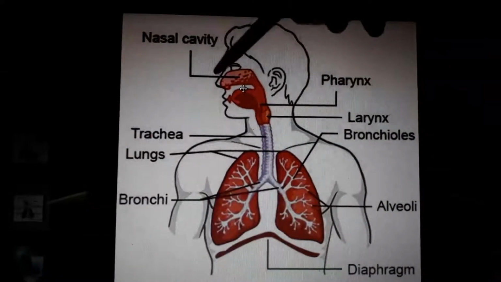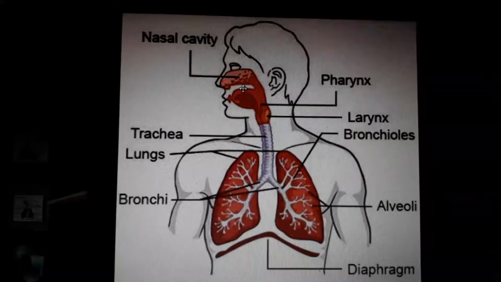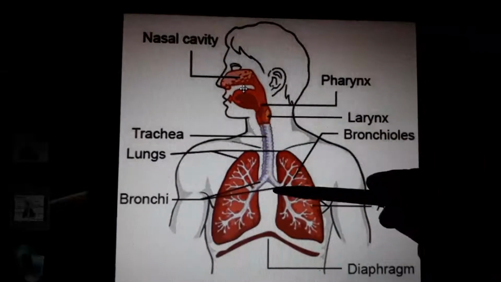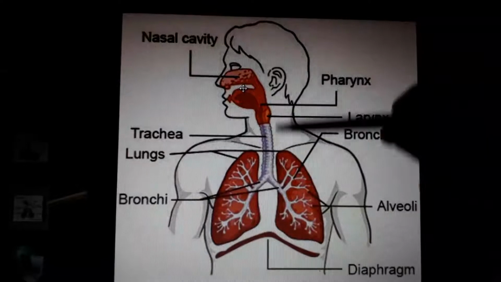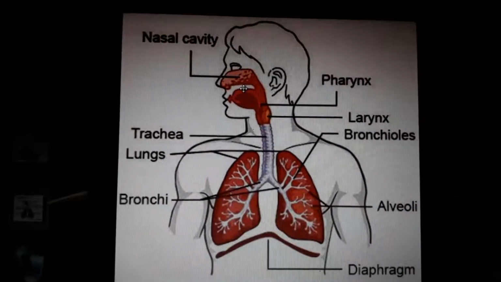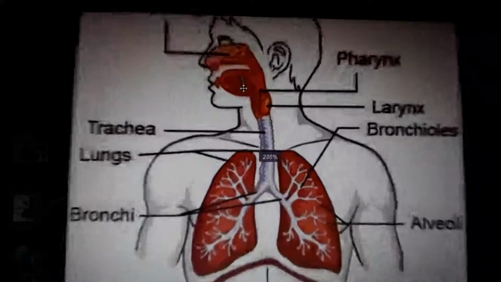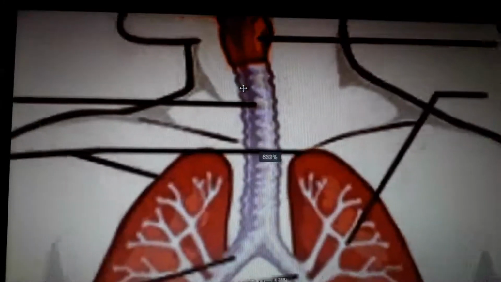After that, the air comes here, to the pharynx. So the pharynx will open the door towards this trachea. Understood? The pharynx will open the door towards the trachea, and now the air enters the trachea. But something is different here, isn't it? If we zoom in, see, something is different.